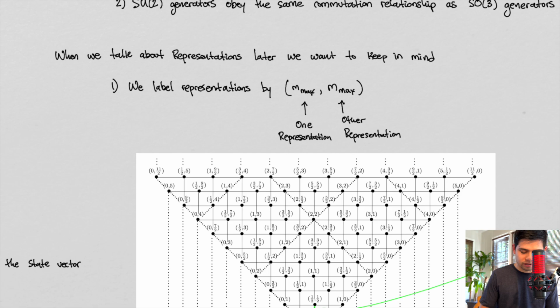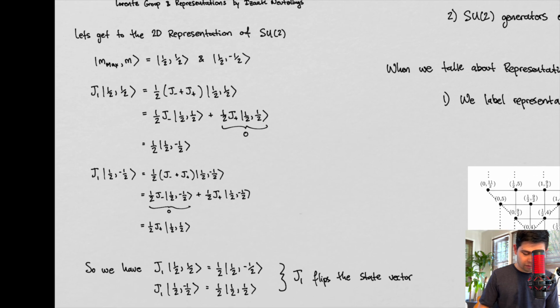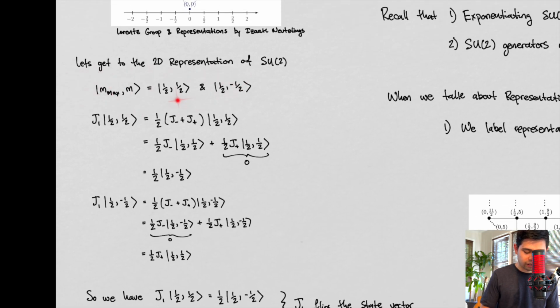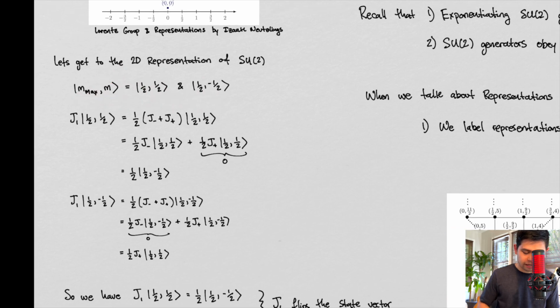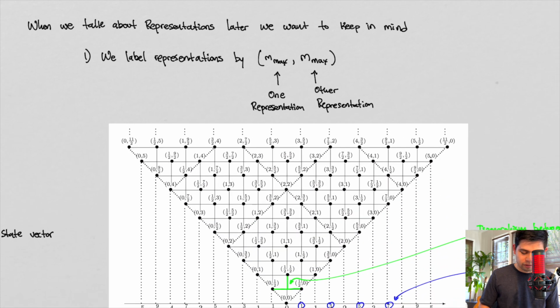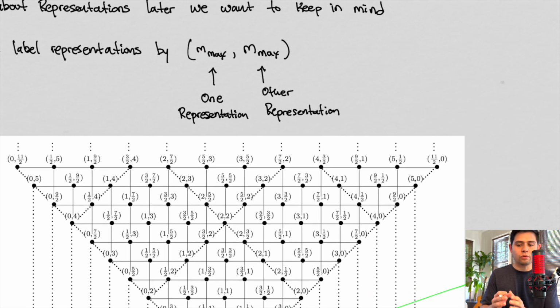This is a little bit different than what we've done here. We're labeling states. This is a state. Here we actually want to label representations in this way, where we have two m max values. So we could talk about, say, a 1/2 0 representation. The way we write that is 1/2 0 representation, or a 0 1/2 representation.